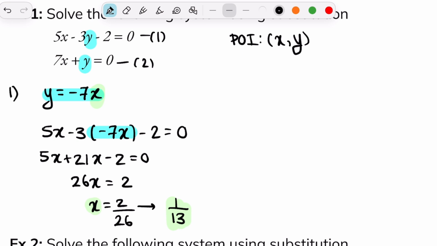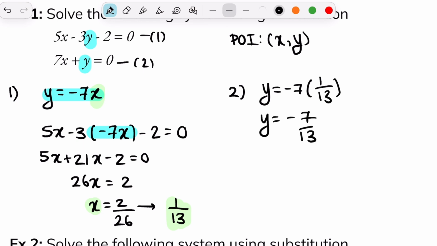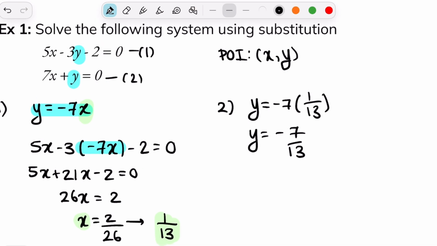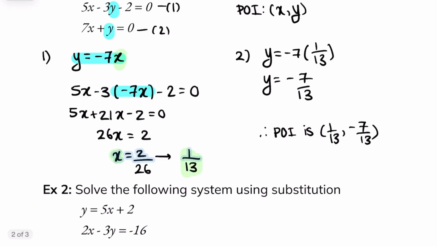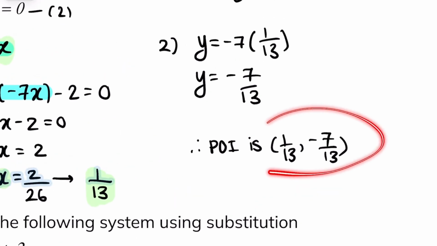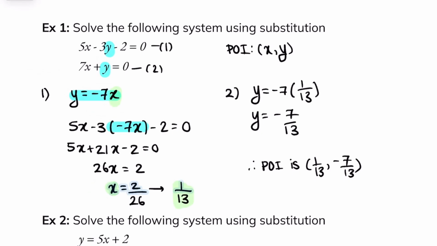So this is step 1, this is step 2. So y is equal to negative 7 times x, which is 1 over 13, and now we can easily just solve for y, which is negative 7 over 13. See? So therefore, the point of intersection is x, which is 1 over 13, and y, which is negative 7 over 13. And as you know, there's no way we could possibly graph for this, right? It just wouldn't be accurate.